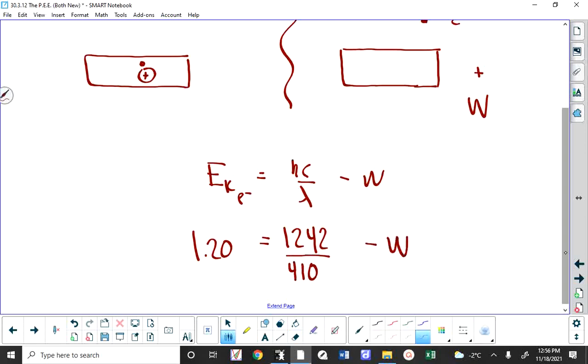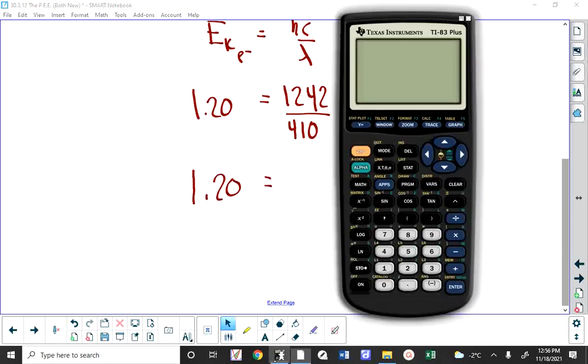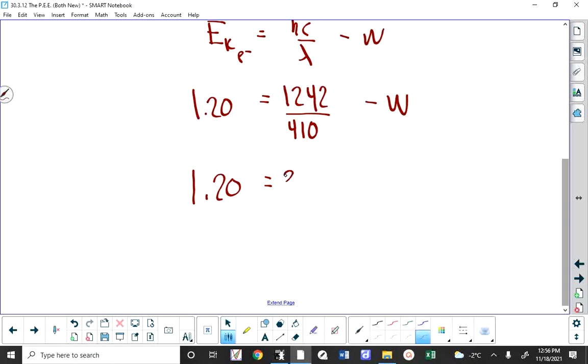minus W. So what we're going to have here, I might as well use numbers. I was just going to say we're going to have a number, but let's find out what they are. 1.20 equals, I'm going to divide the 1242 by the 410, and I hope everybody recognizes that I'm almost forcing everybody to get used to the 1242. I don't really give you too many options here. This is 3.03, minus W.